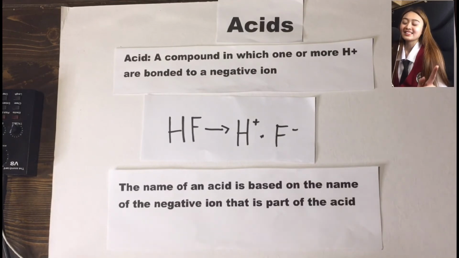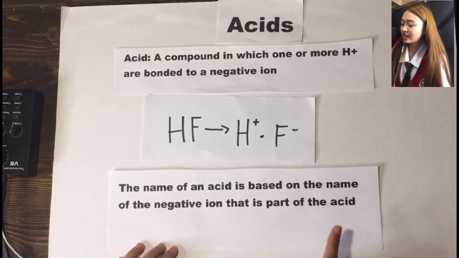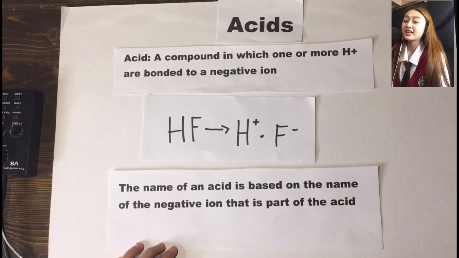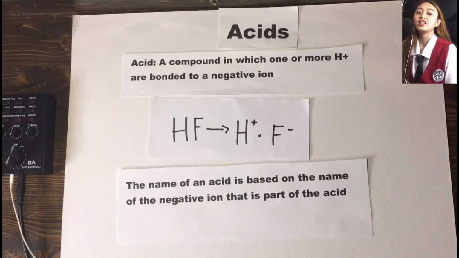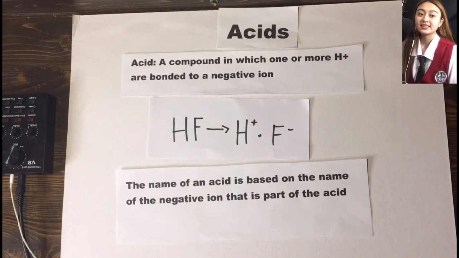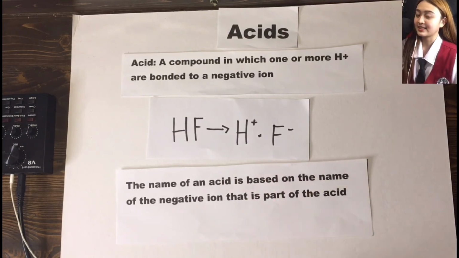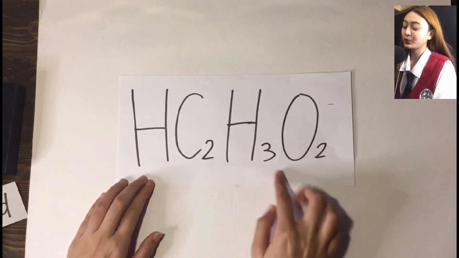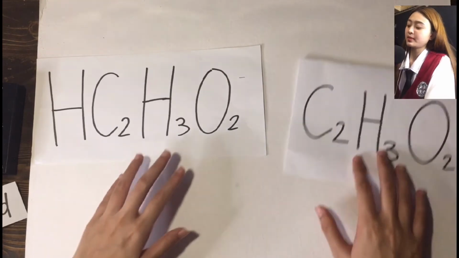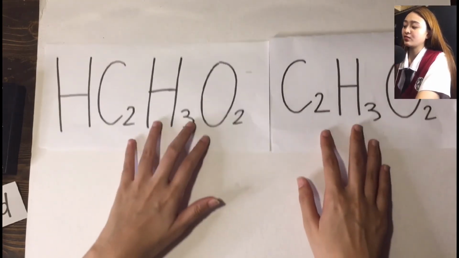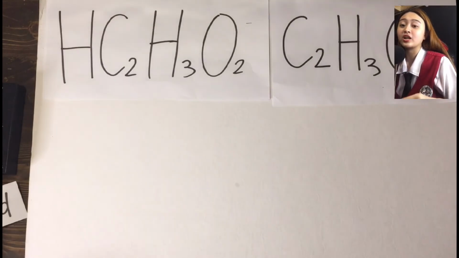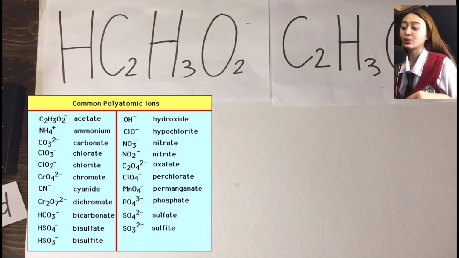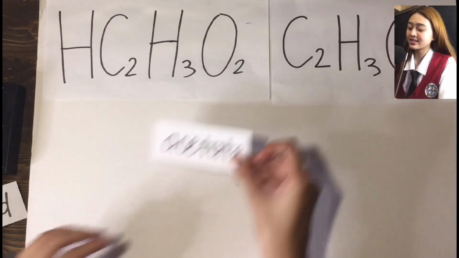When we are naming an acid, the name of an acid is based on the name of the negative ion that is part of the acid. We have to figure out what the name of the negative ion is, and based on the name of the negative ion, we can write the name of the acid. Let's try this example: HC2H3O2. This is also similar to C2H3O2 negative charge. So we should figure out the name of this ion. We are going to use this table, and based on the table, we call this acetate.